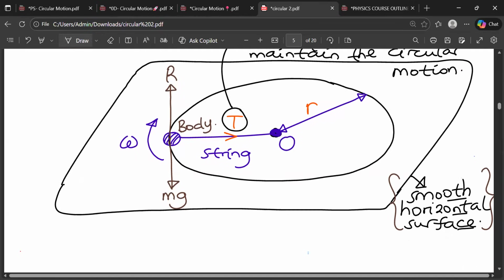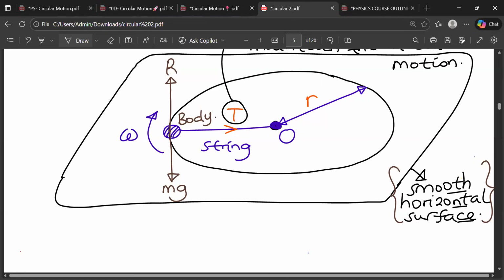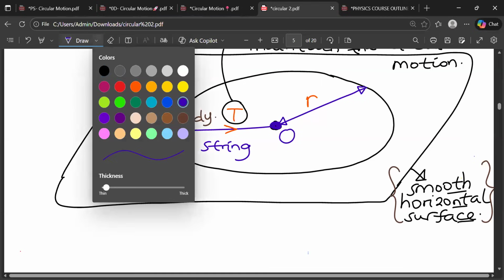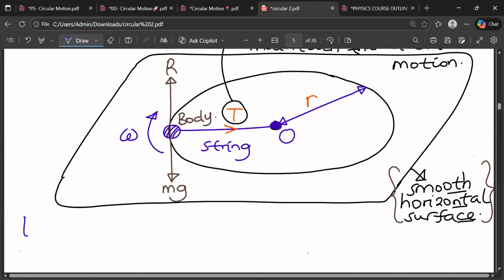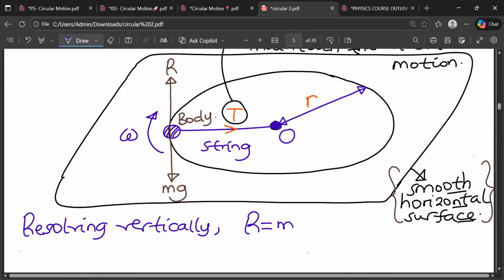And that is all. So when I come here, we shall now begin resolving, and we shall say resolving vertically. This one is the easiest, for physics is not hard. You just make sure you understand the concepts. Resolving vertically, our R will be mg, you get?